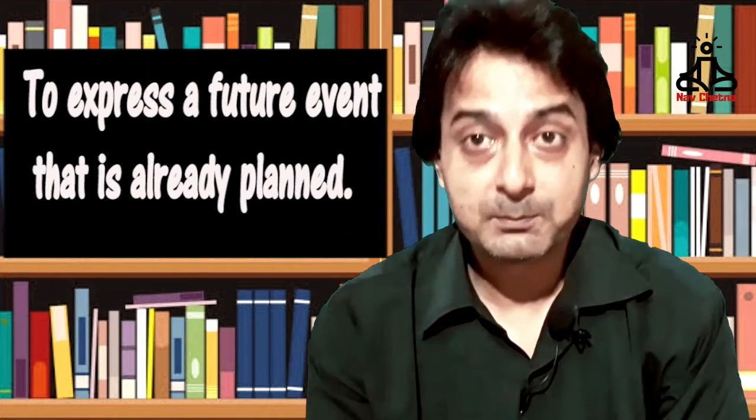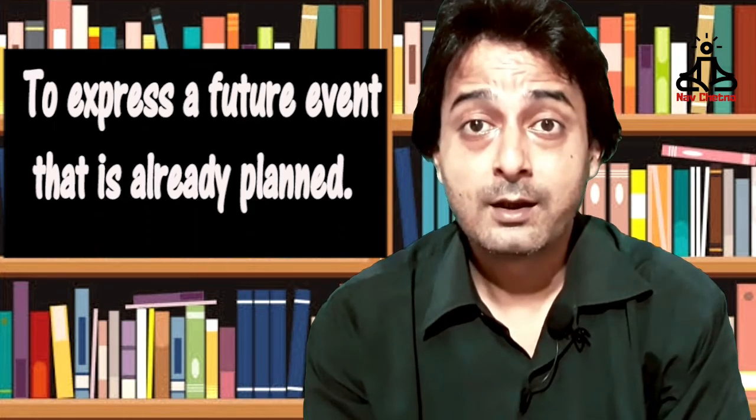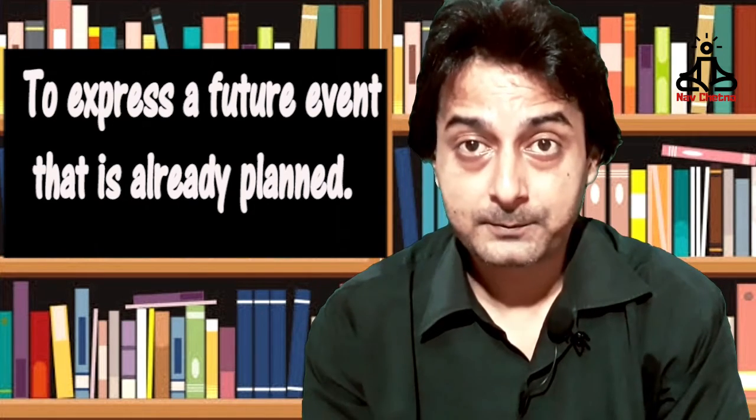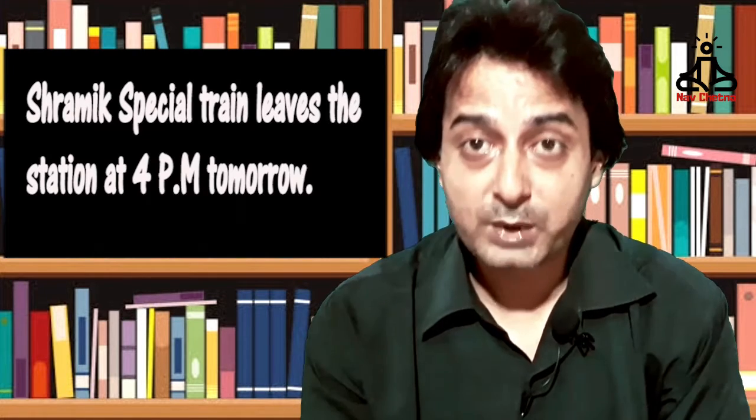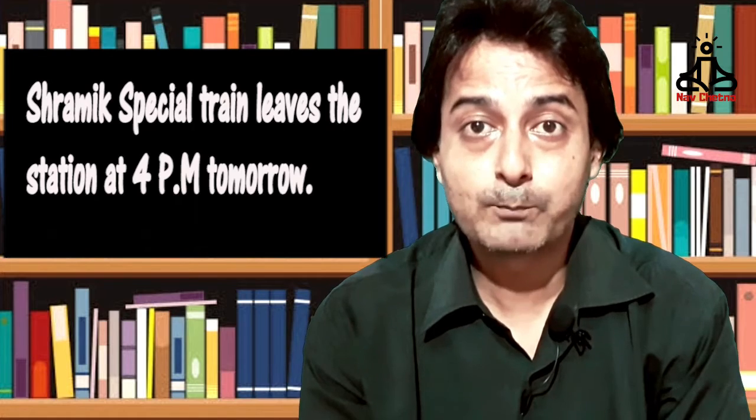We use simple present tense to express a future event that is already planned. For example, Shramik special train leaves the station at 4 p.m. tomorrow. The Prime Minister visits Bihar tomorrow.